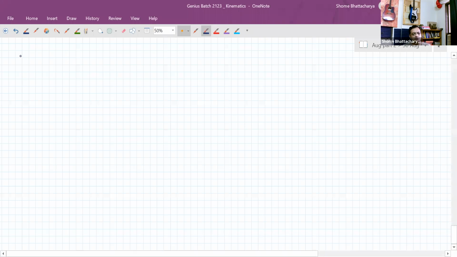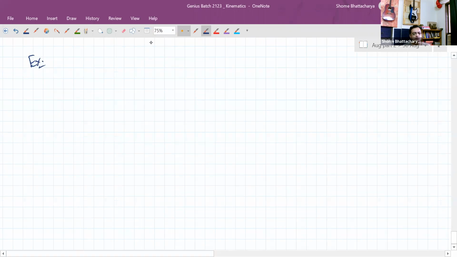Anyhow, so let's look at some more examples of projectile motion questions. And these are going to be some mixed examples, so includes the regular projectile motion as well as what we are. So let's start with this.